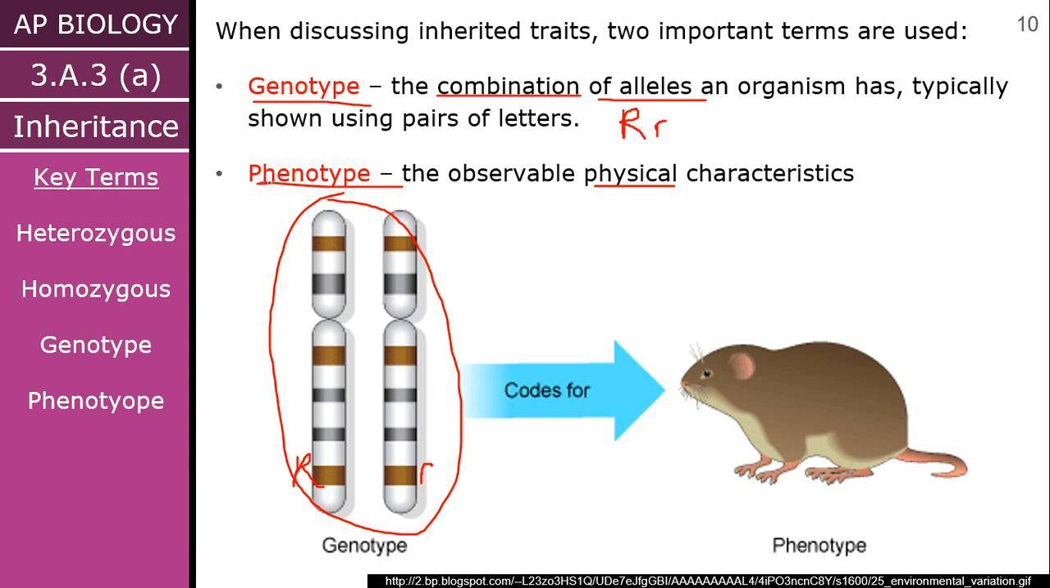So the ph in phenotype is typically equated to the ph in physical, just to help you remember. So phenotype is physical, genotype is genetic. Your genetics code for your phenotype. So whatever your DNA says is going to determine your phenotype.